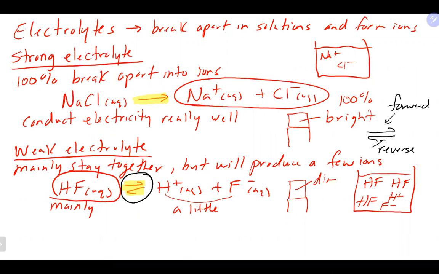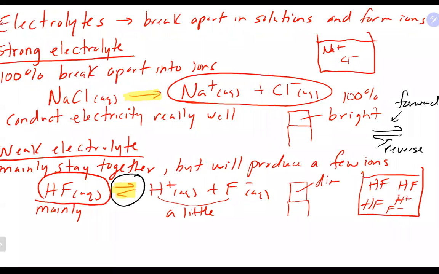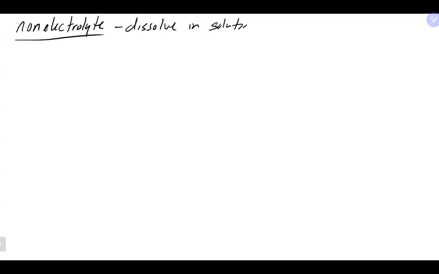Now, a non-electrolyte is something that will dissolve. So we can have a non-electrolyte. And that is something that will dissolve in solution, but it will not create any ions. So although it will dissolve, there will be no production of ions.